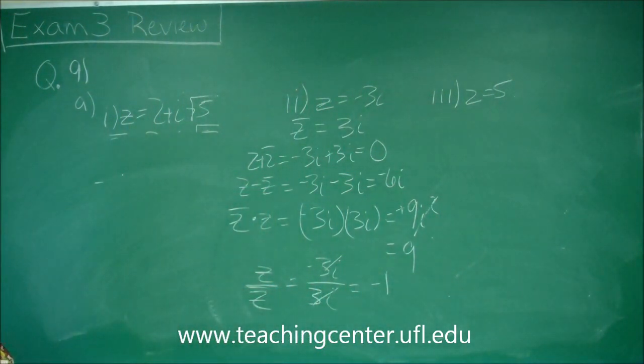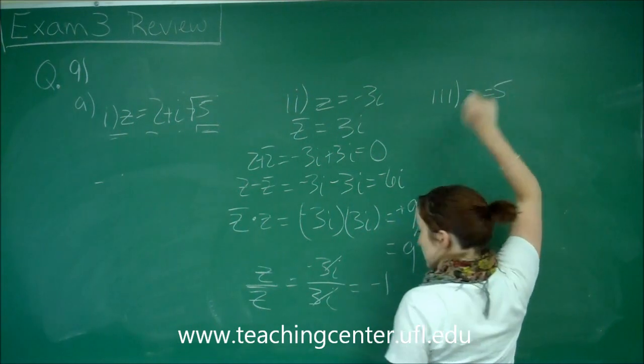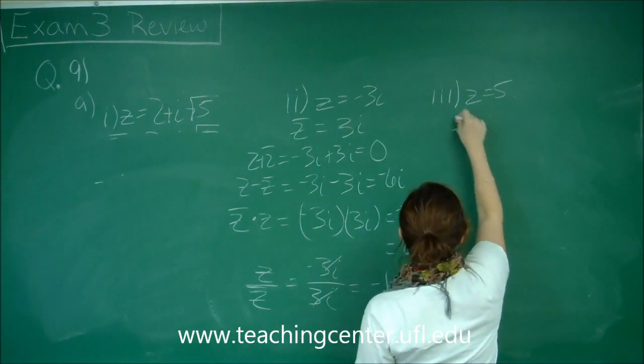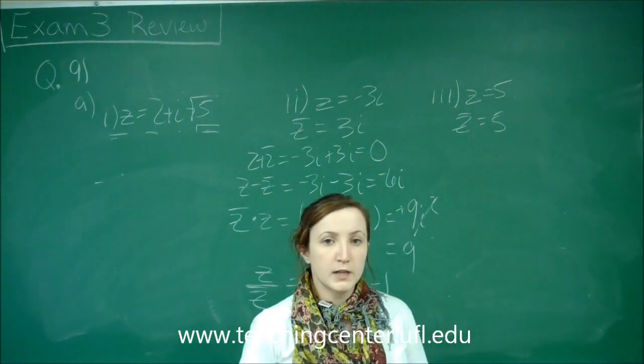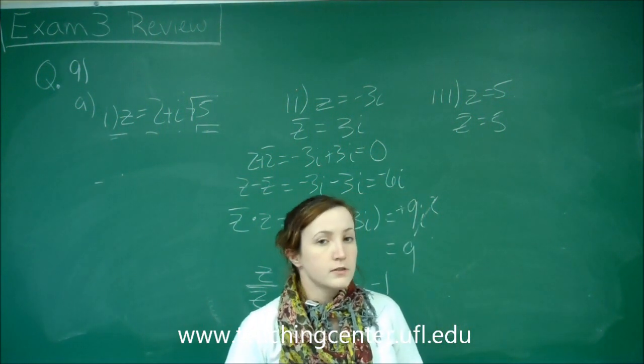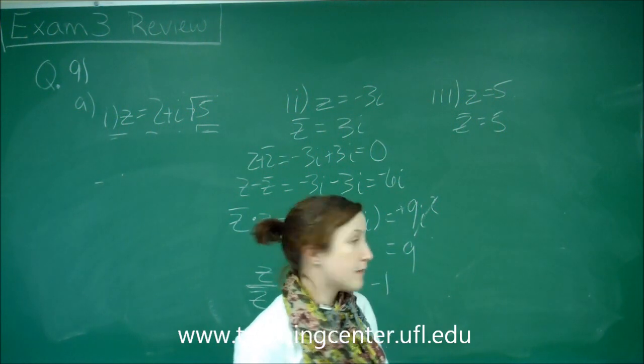So that's all of our responses for number 9a sub 2. And then the last one, we have z is equal to 5, so z bar is actually just equal to 5, because we can think of 5 as 5 plus 0i. So z bar would be 5 minus 0i, which is the same thing as just 5.